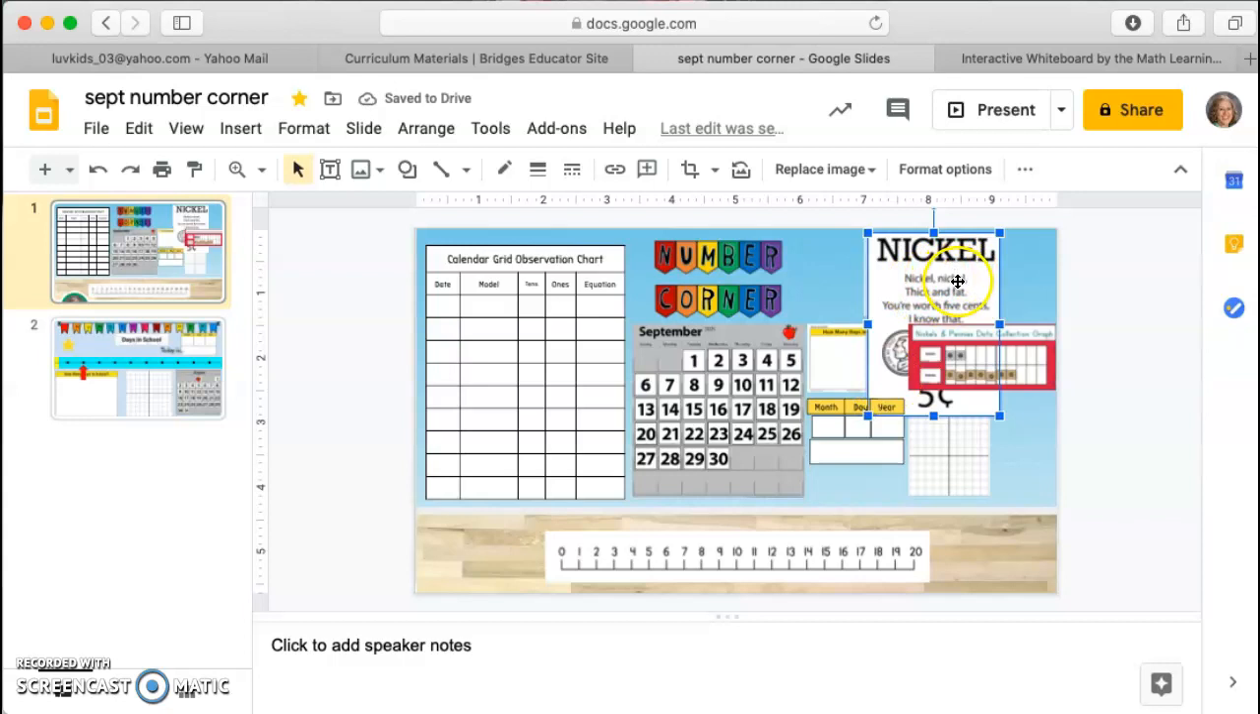Nickel, nickel, thick and fat, you're worth 5 cents, I know that.